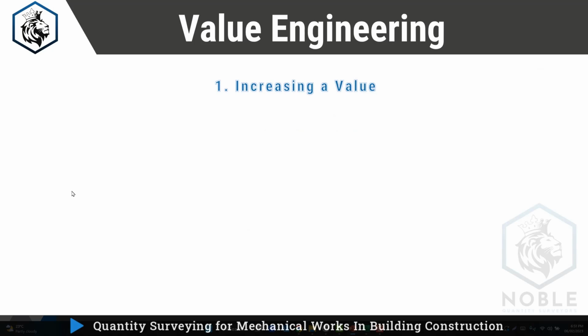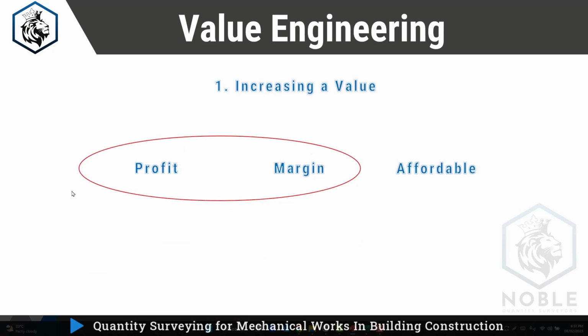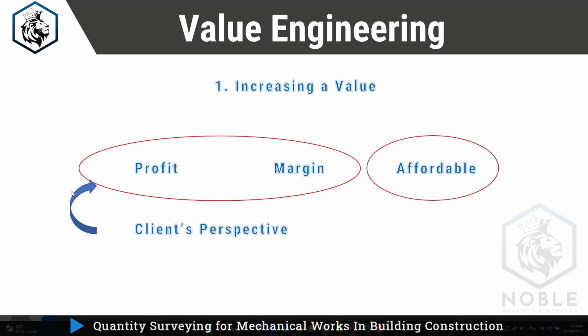The first one was increasing a value. What do we mean by increasing a value? There are 3 things which come under increasing a value: profit, margins, and affordable. Profit and margin come under one cloud, and affordable comes under one cloud. Okay. Profit and margin, it's a perspective of the client.